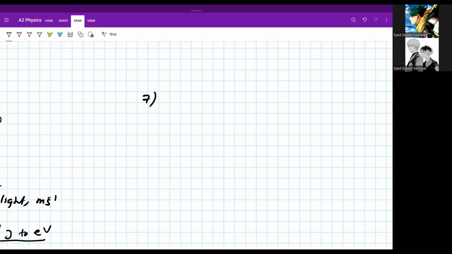Number seven is exponential function decay.